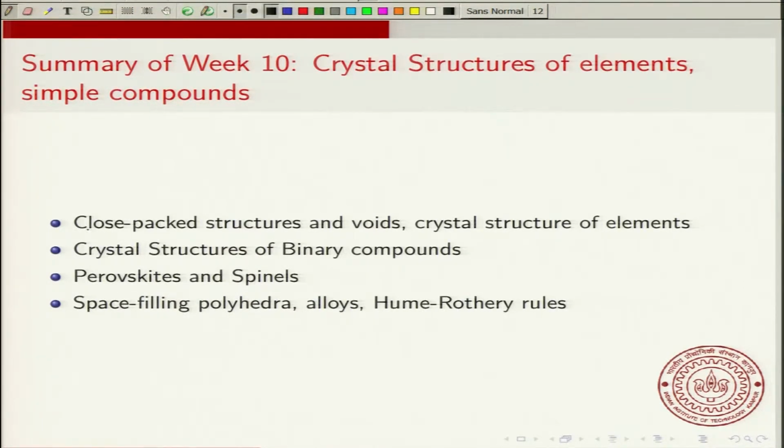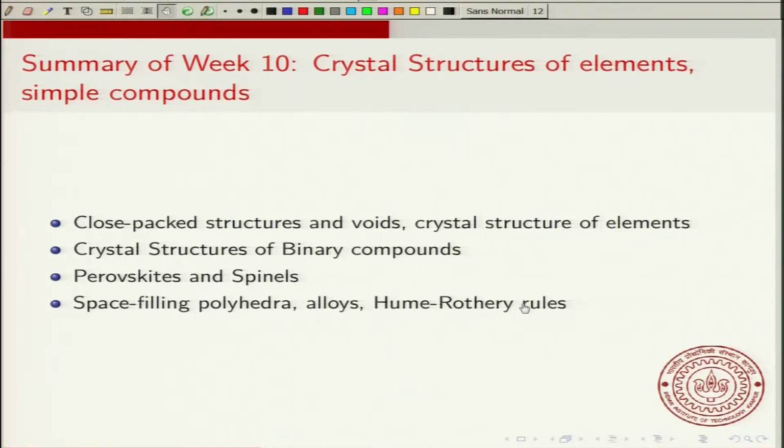We first looked at close packed structures and voids, and we understood where the octahedral and tetrahedral voids come in close packed structures. And then we looked at the crystal structure of elements. Then we saw crystal structures of binary compounds. We looked at several binary compounds and we saw their crystal structures. Then I looked at two interesting ternary compounds, perovskites and spinels, and we saw their structures. And then finally, I discussed the concept of space filling polyhedra alloys, and we looked at the Hume-Rothery rules.